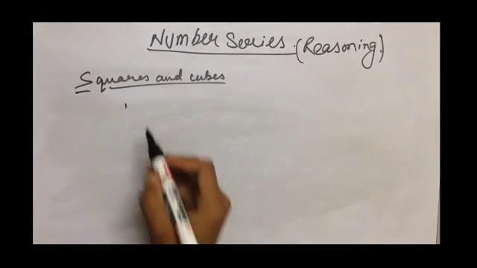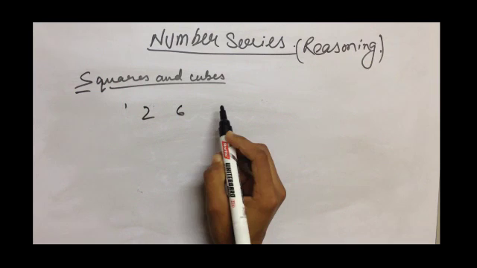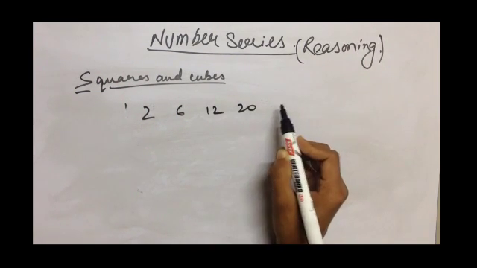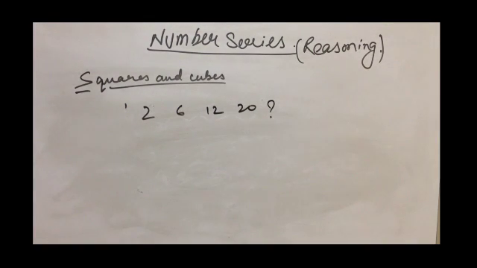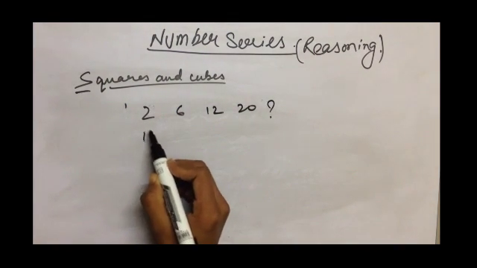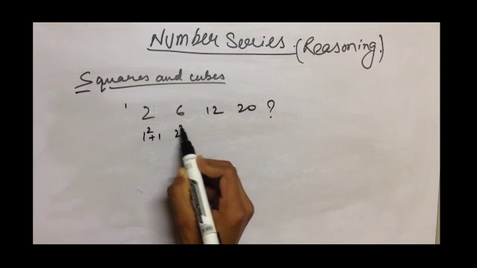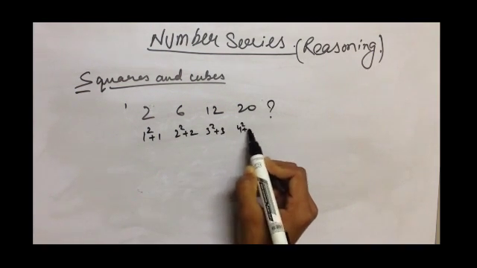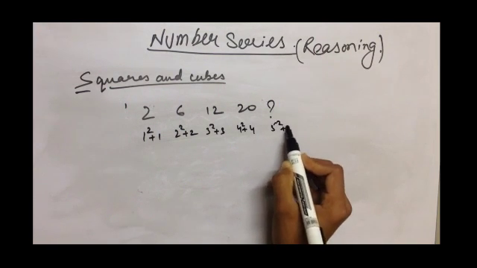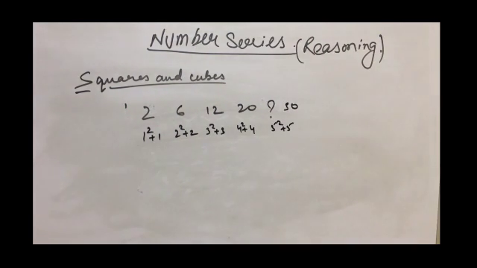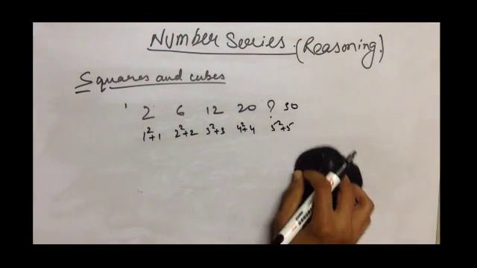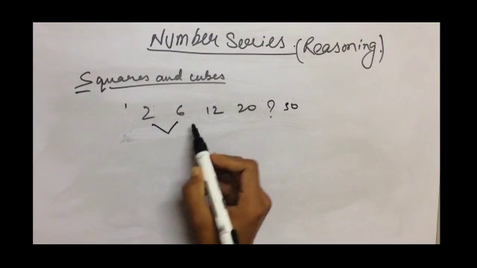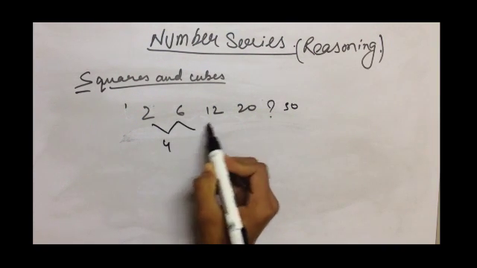Sometimes it may be adding something in that. Suppose the first term is given as 2, the second term is given as 6, the third term is given as 12, the fourth term is given as 20. I have to find the next term. So I may take it as 1 square plus 1, then 2 square plus 2, 3 square plus 3, 4 square plus 4. My answer is there. So next I can say 5 square plus 5, the answer is 30.